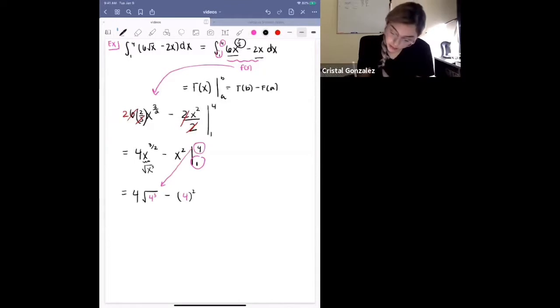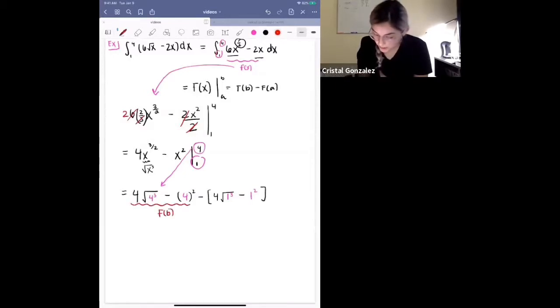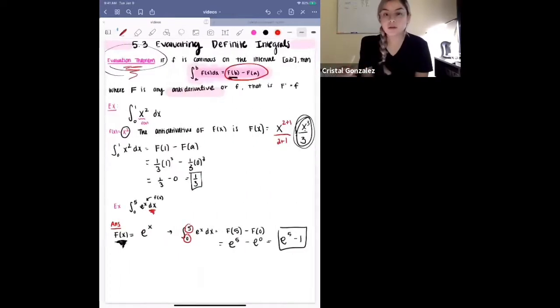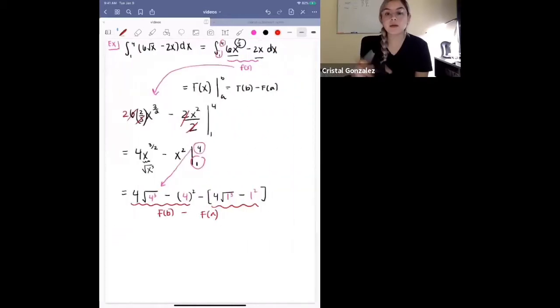Now I'm going to subtract f of a. And so f of a is going to be 4 times the square root of 1 cubed minus 1 squared. Okay, perfect. And now I want you to notice that this term here is f of b, and then this is going to be my f of a. So all we're doing here is applying that evaluation theorem in order to evaluate this integral, okay? I'm just showing you this notation, which is very commonly used, and you will use it later on as well. You'll use it a lot in calc too.